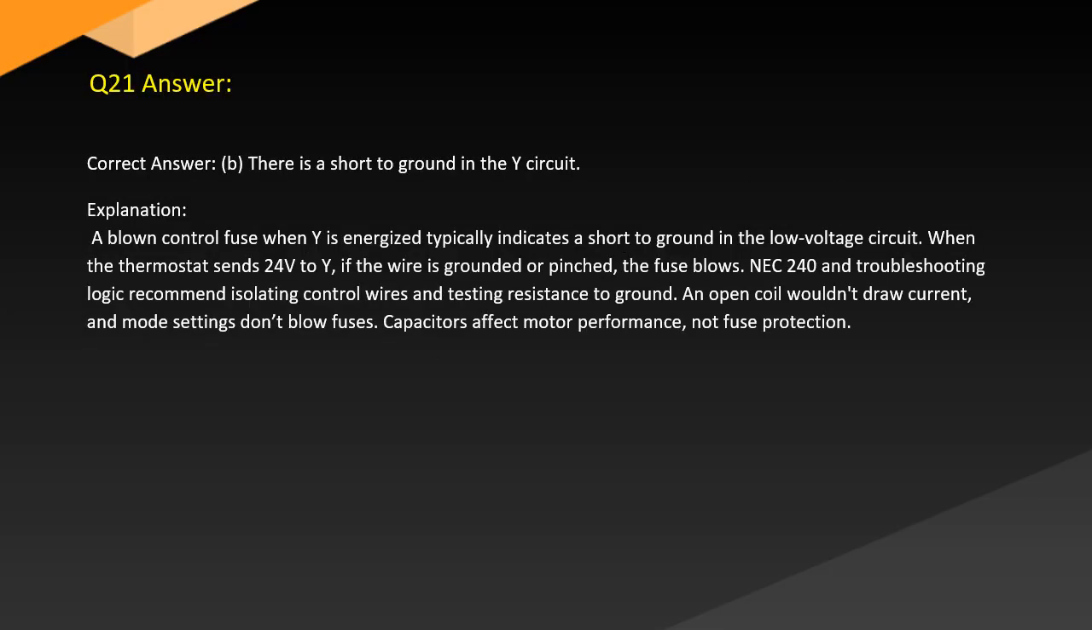Answer. Correct answer: B. There is a short to ground in the Y circuit. Explanation. A blown control fuse when Y is energized typically indicates a short to ground in the low voltage circuit. When the thermostat sends 24V to Y, if the wire is grounded or pinched, the fuse blows. NEC 240 and troubleshooting logic recommend isolating control wires and testing resistance to ground. An open coil wouldn't draw current, and modes don't blow fuses. Capacitors affect motor performance, not fuse protection.